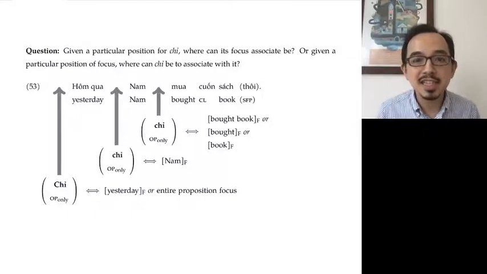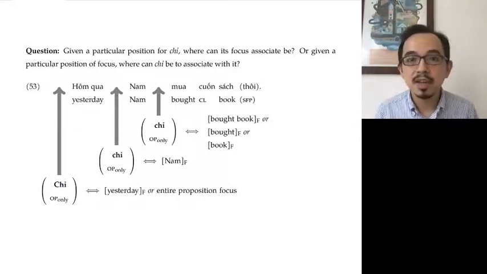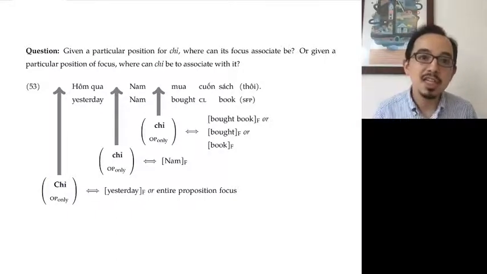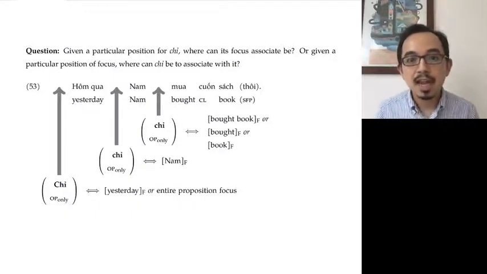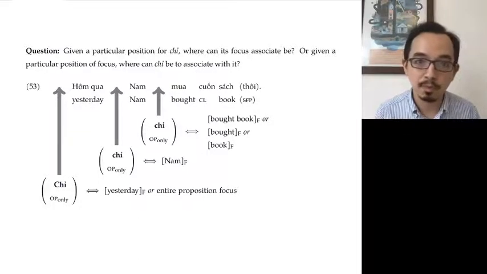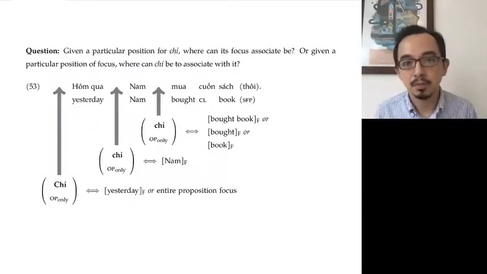We see that chi in pre-subject position has to associate with the subject. Chi before yesterday has to associate with yesterday or the entire proposition, right? Chi in pre-subject position cannot narrowly associate with book, for example. And this is surprising, again, from that semantics. I'm going to dwell on this just a moment longer.